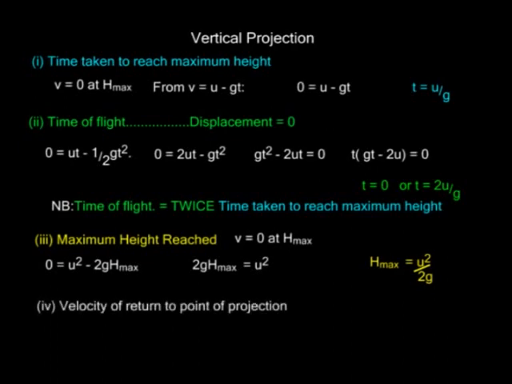Finally, velocity of return to point of projection. Now, at the instant the projectile returns to its point of projection, its total displacement is 0. And thus, v squared is equal to u squared minus 2gh reduces to v squared is equal to u squared. Therefore, v is equal to plus or minus u. Plus u is the velocity of projection, while minus u is the velocity of the body falling back. The projectile hits the point of projection with a velocity equal in magnitude but opposite in direction to the one with which it was projected.